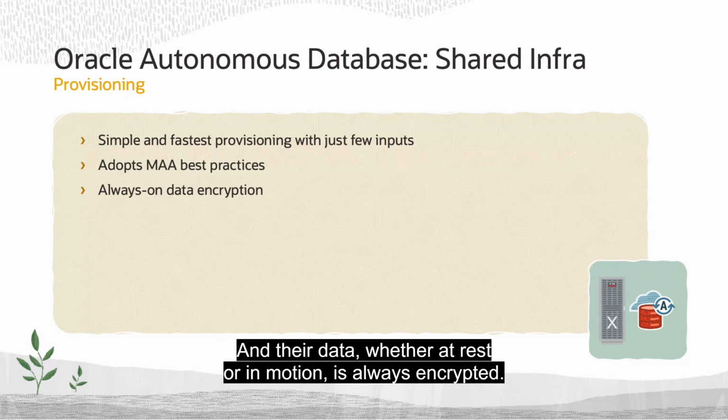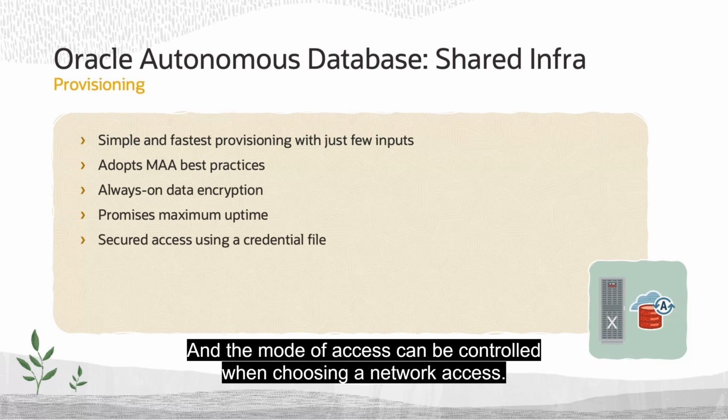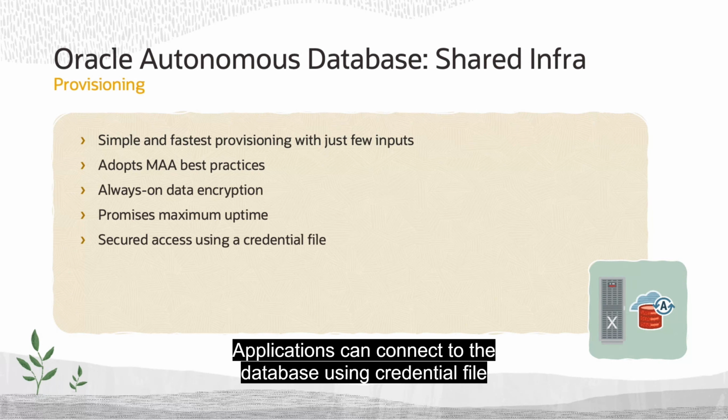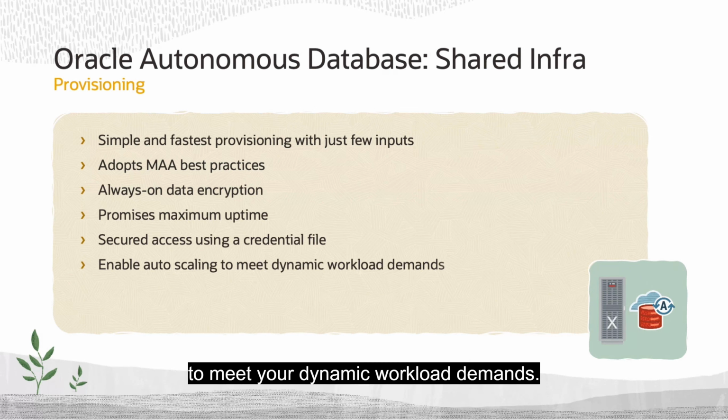Always-on encryption of your data is pre-configured, and the data, whether at rest or in motion, is always encrypted. The database ensures highest availability with an SLA of 99.95% uptime. Access to the database is secured using TCP/IP protocol, and the mode of access can be controlled when choosing the network access. Applications can connect to the database using a credential file available specific to your database. You can also enable auto-scaling of OCPUs and storage to meet your dynamic workload demands.